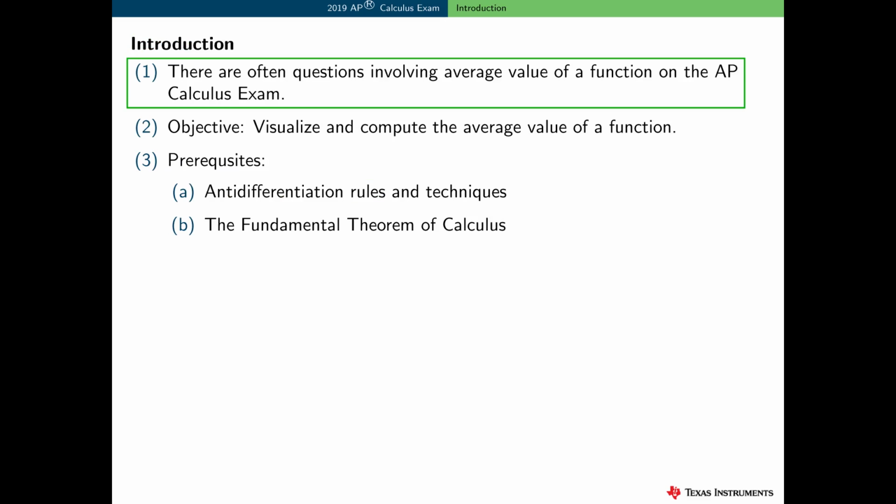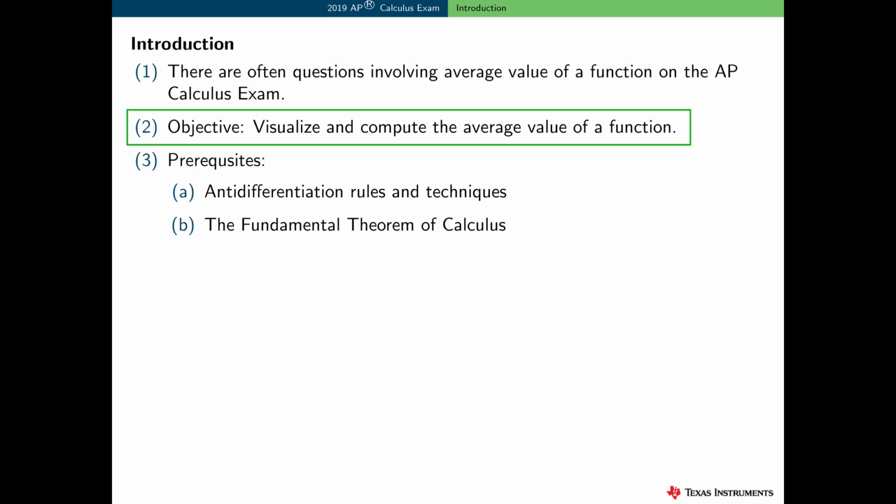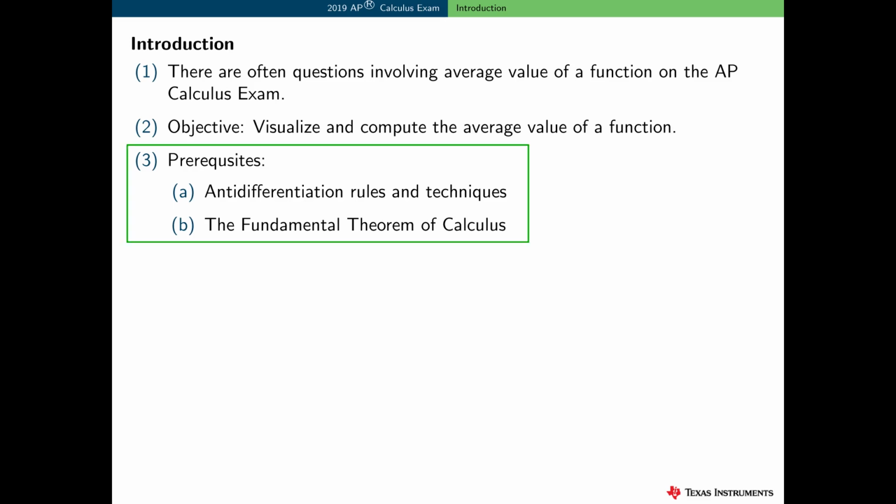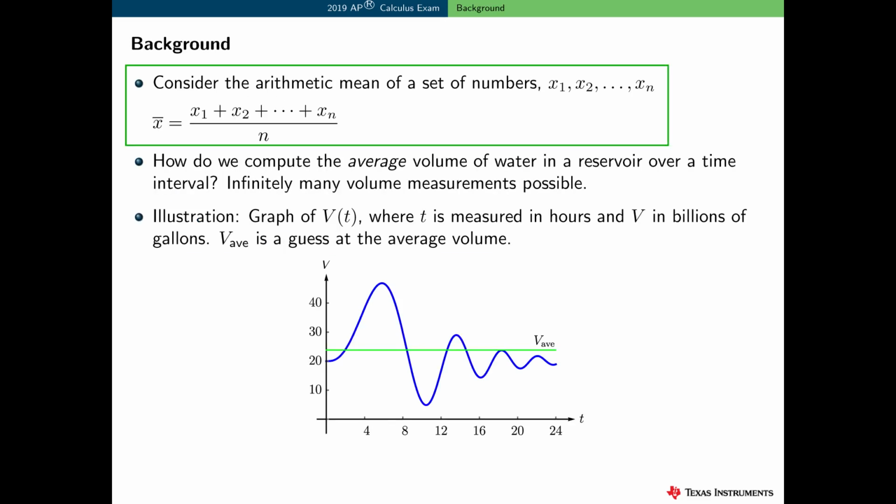We often see questions on the AP Calculus exam involving the average value of a function. Many of these questions are in the free response section of the exam, and they're in the context of an applied problem. So my objective here is to be able to compute the average value of a function, of course, and to visualize the result and interpret the result. In order to find an average value analytically, I think you need to know antidifferentiation rules and techniques, and the Fundamental Theorem of Calculus.